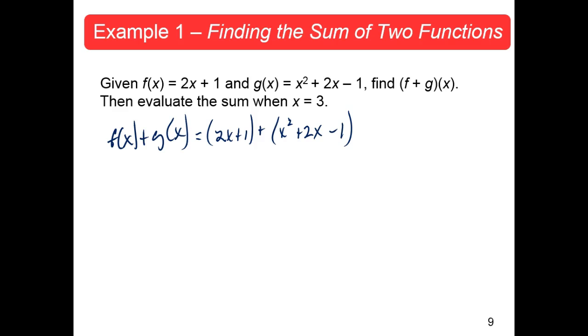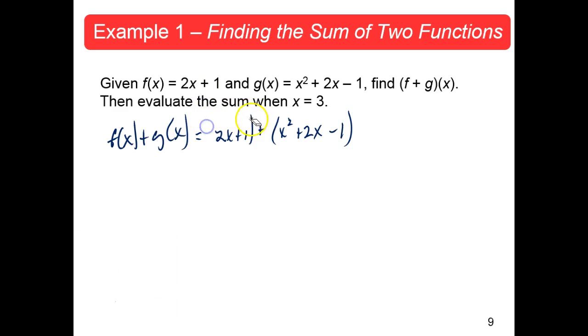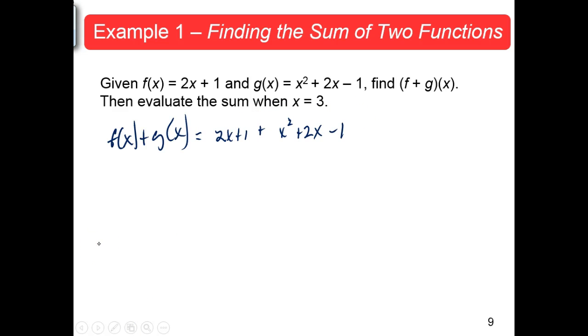Now, because I really didn't need them, they don't really contribute anything at this stage, what I'm going to do is erase those. I put them in there just so you could see those are f plus g, but I erase them to help you see what to do. What would you do? Combine like terms, and what do you get? X squared plus 4x. Done. That's your sum function.